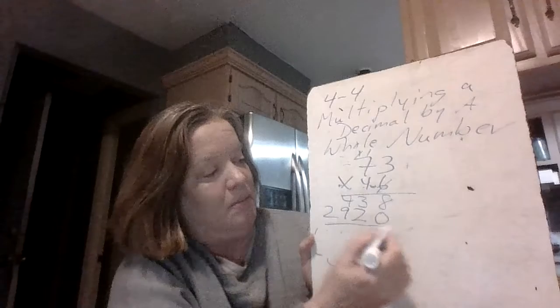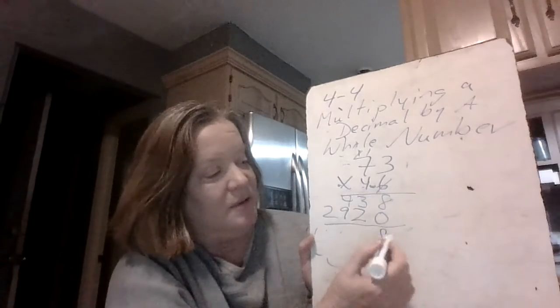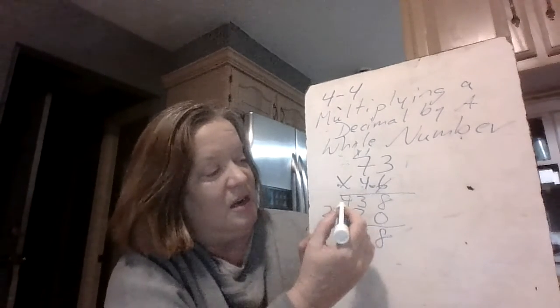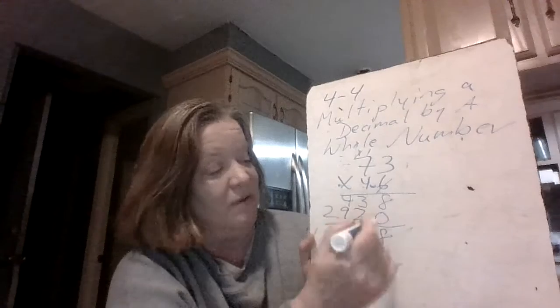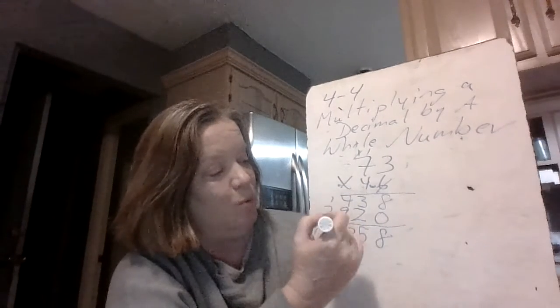I'm going to line up the numbers as they fall. 8 and 0 is 8. 3 and 2 is 5. 9 and 4, 9, 10, 11, 12, 13. 3, carry my 1. 2 and 1 is 3.